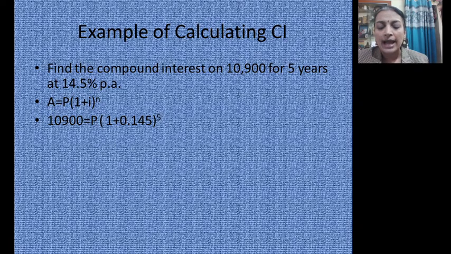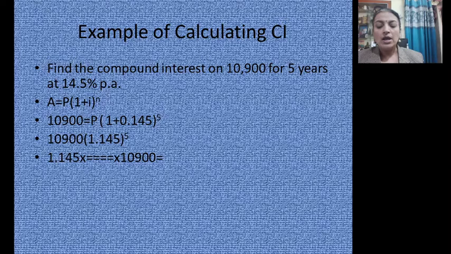A is equal to 10,900 in the bracket 1 plus 0.145 raised to the power of 5. Therefore, our P is here 10,900 and in the bracket it is 1.145 raised to the power of 5. So 1.145, 4 times you have to press the multiplication mark. Then you will get 1.145 raised to the power of 5. Then it should be multiplied by 10,900. So it comes to 12451.32 and this is A.